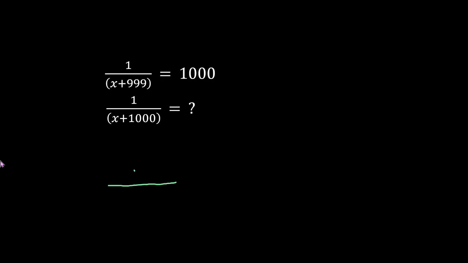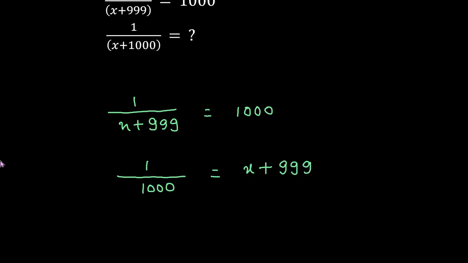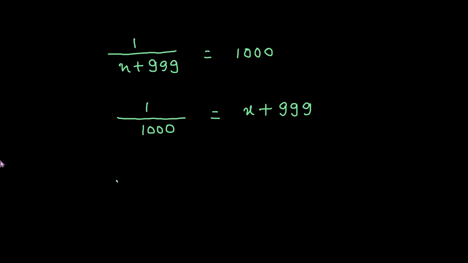First, the given value is 1/(x+999) = 1000, or we can write this as 1/1000 = x + 999, or we can arrange and bring the left side to the right side and write x + 999 = 1/1000. We can call this equation number 1.